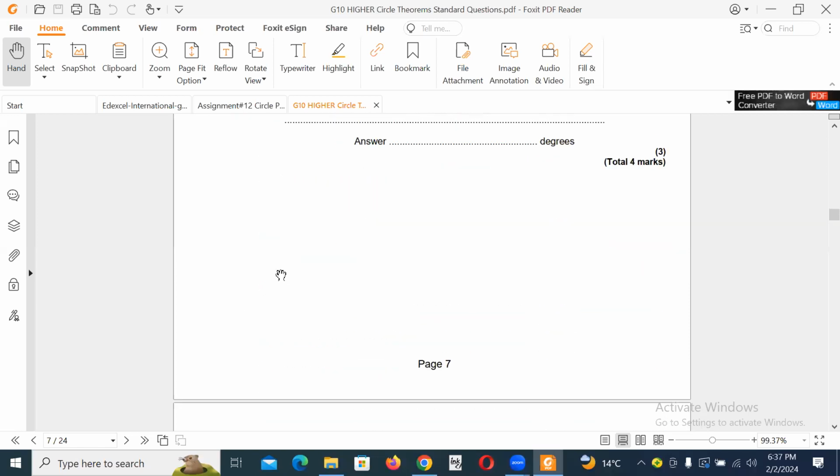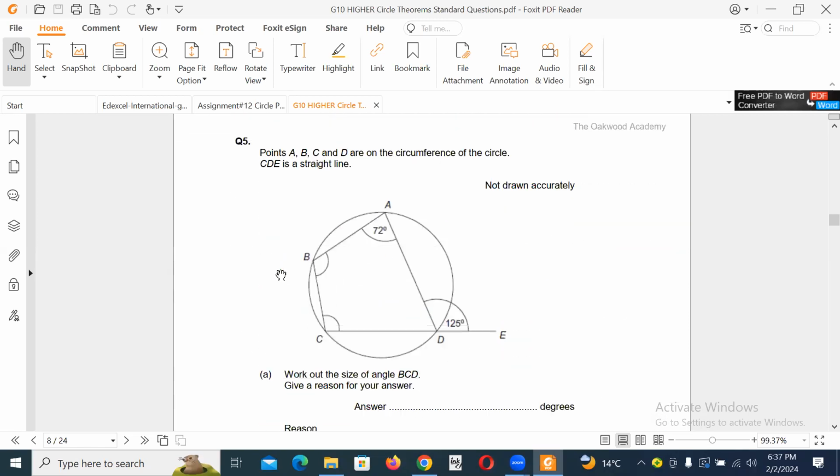Next one, question number 5. Points A, B, C, D are on the circumference of a circle. CDE is a straight line, and there is an exterior angle given, which is 125, and it represents a straight line. So we can find the interior angle by subtracting 125 from 180, because a straight line angle is 180. So 180 minus 125 is equal to 55. So this one is 55.